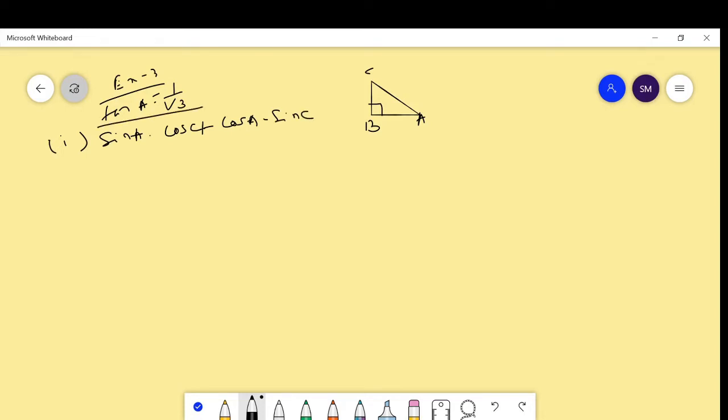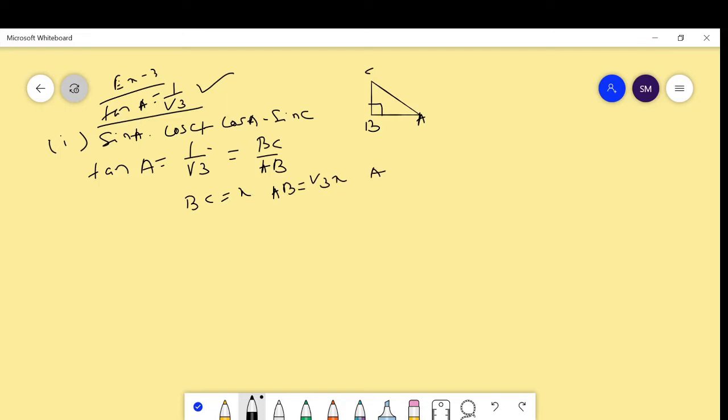As tan A is equal to 1 upon root 3. Tan theta is perpendicular upon base. This is 1 upon root 3. Tan A is equal to BC upon AB. This is 1 upon root 3. Then let BC is equal to x and AB is equal to root 3x.